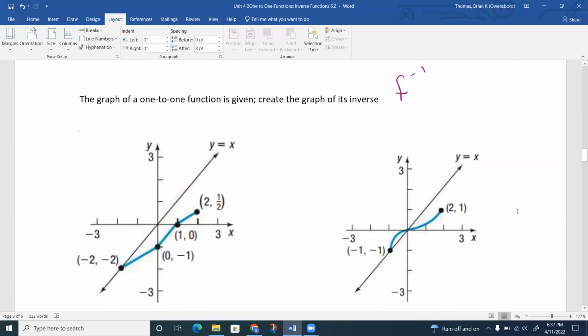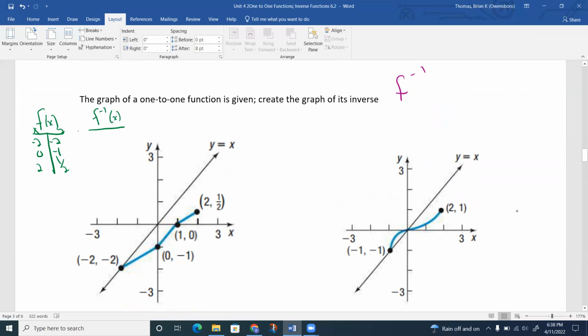So the graph of a one-to-one function is given. We want to create the graph of its inverse. So we want to graph f inverse. To do that, if we look at the function f of x, its x values and its y values. So notice how we have this -2, -2 as an ordered pair. We have this 0, -1 as an ordered pair, and we have this 2 and this 1/2 as an ordered pair. Again, I like to write the ordered pairs in more of a form of a table, just like the graphing calculator does.